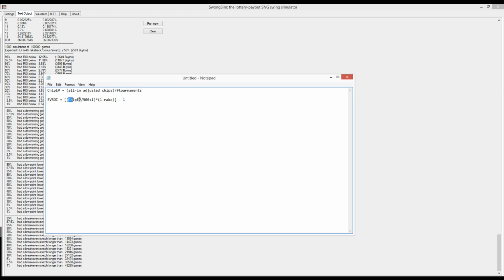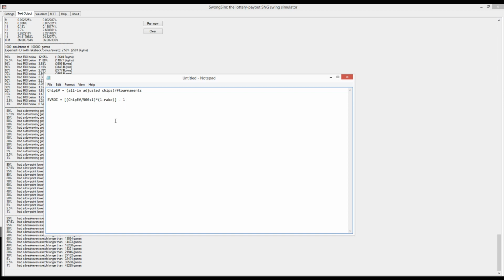And to get that, you take your chip EV, that's this number, you divide it by 500, you add 1. Make sure this is separate: you're adding 1 to chip EV over 500, don't add the 1 to the 500. Then you multiply that number by 1 minus the rake in your specific tournament, and then subtract 1. That'll give you an answer in the form of a decimal. If you want a percent, you multiply it by 100.